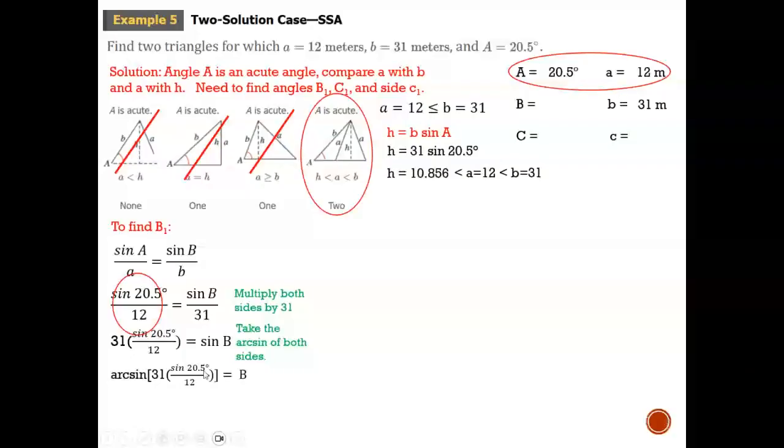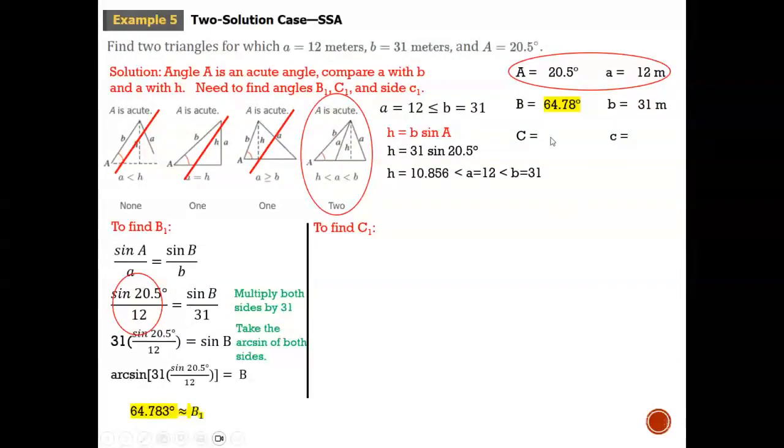I know a lot of times just typing all this in properly to the calculator takes some practice and some work, so keep that in mind. But plugging all of this properly into the calculator should give us 64.783, and that is our B value, okay? So continuing on with this triangle, now we can find C.